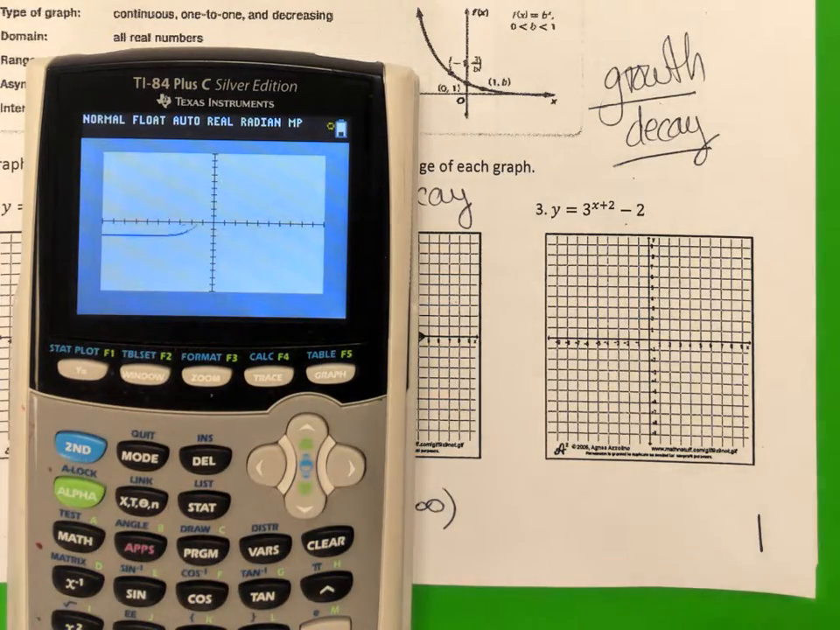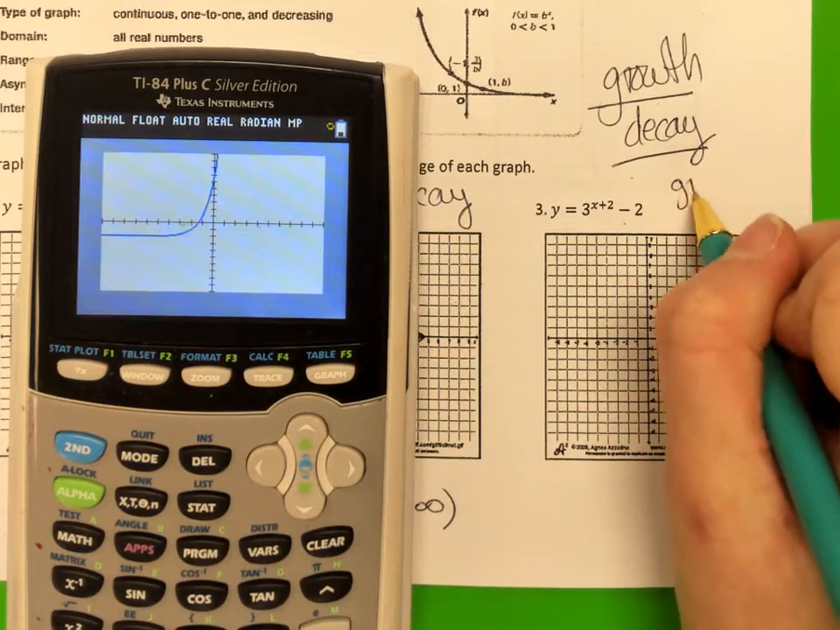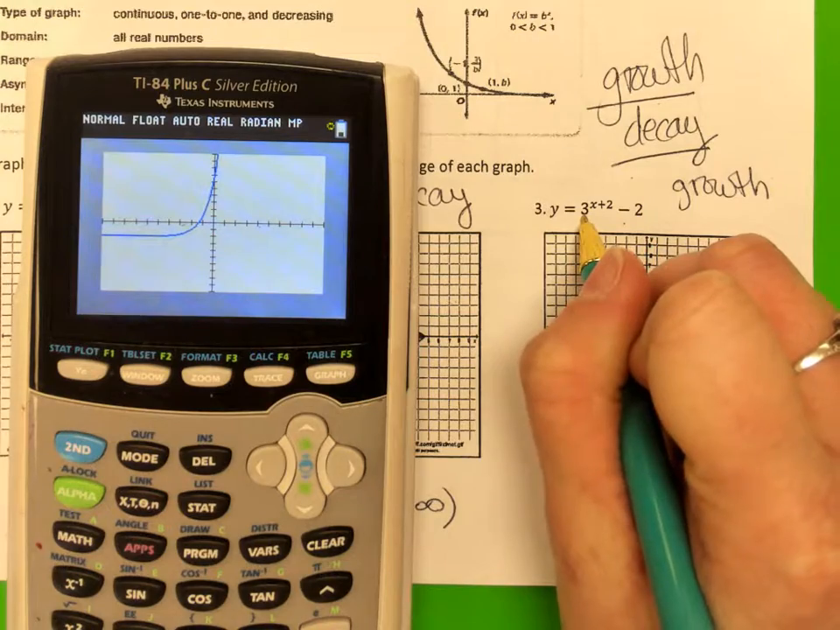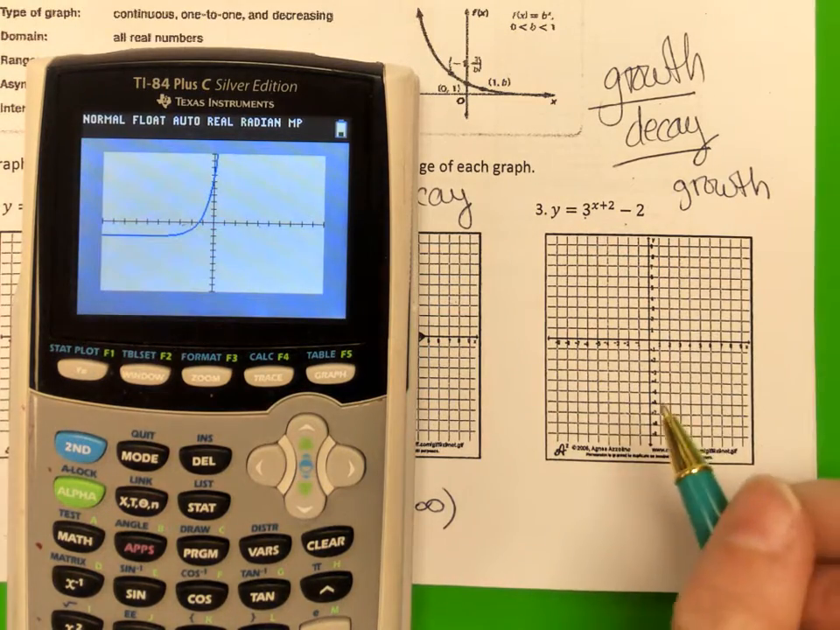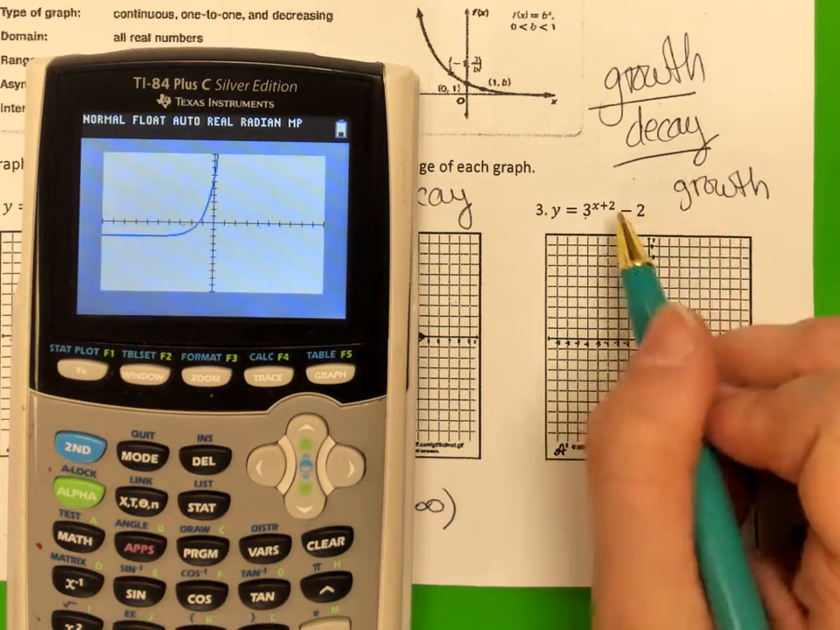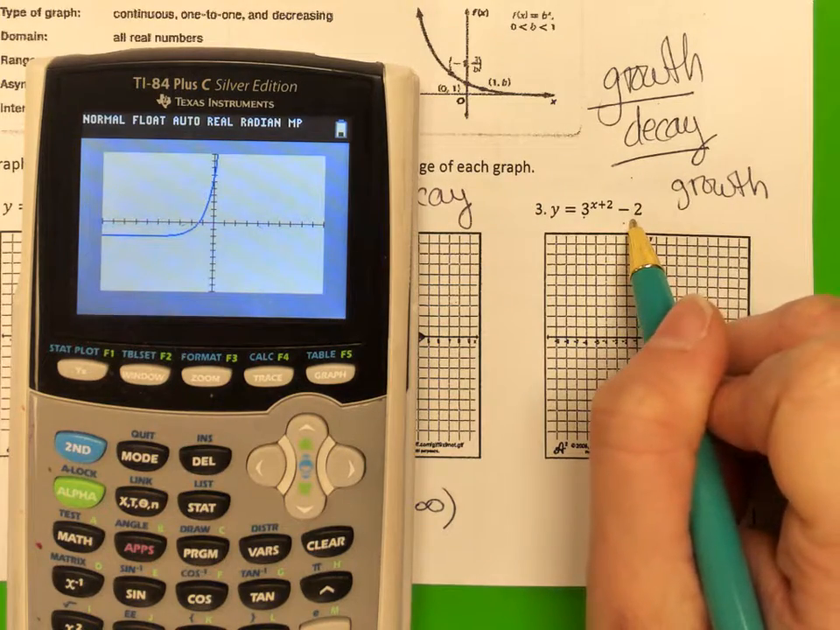Alright, so what happens on this one? Growth or decay? How did you know that before you even graphed it? Because it's a whole number, not a fraction. There you go. What else do you notice about this one? It's below 0. What moved it below 0? The -2. There you go.